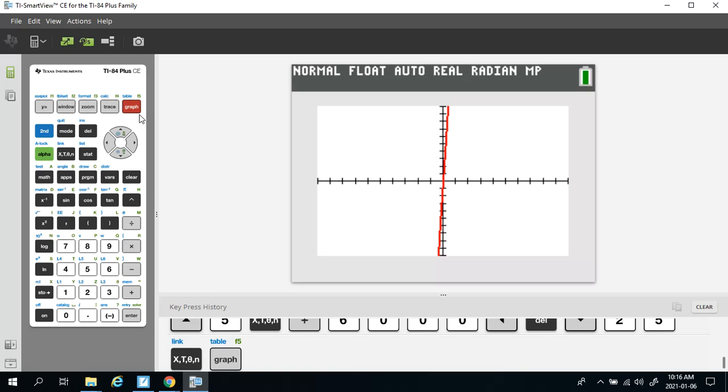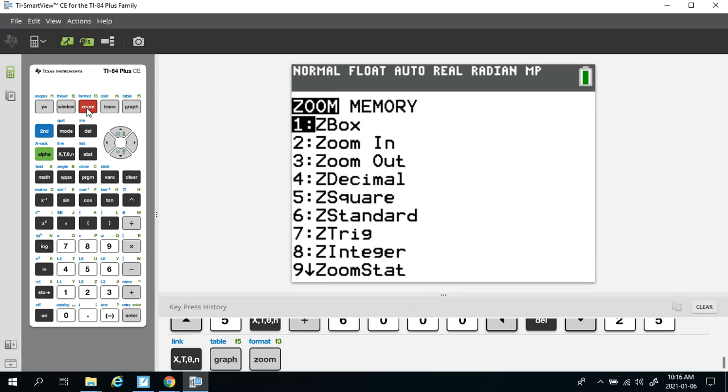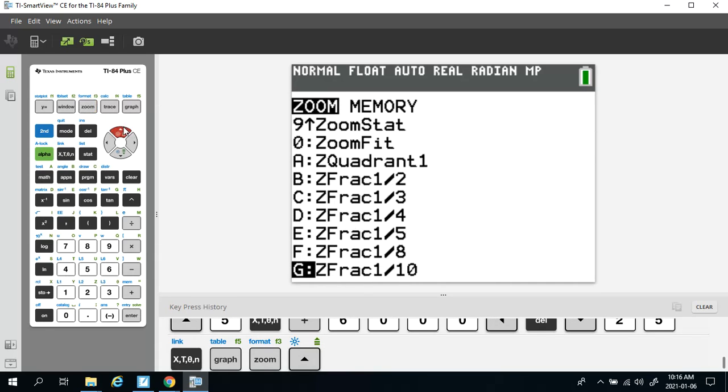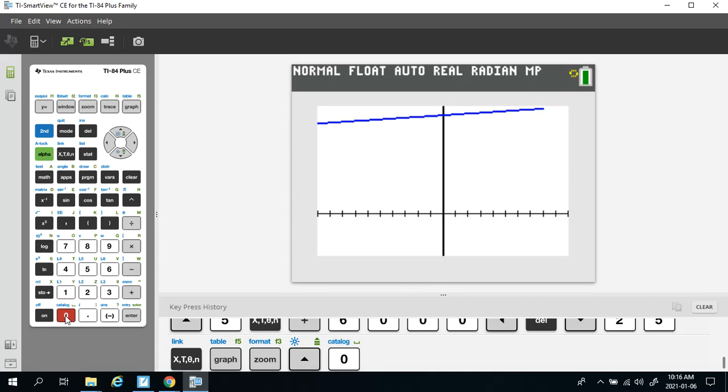Okay, so let's maybe try to play around with this. You can adjust the window settings manually if you want, or we can try to use the zoom out feature and see if we can get this thing. Or how about zoom fit? Zoom fit's usually a good start. So zoom fit I think is zoom 0. Let's see how that does. No, that's not good because that one does not show the two lines intersecting.